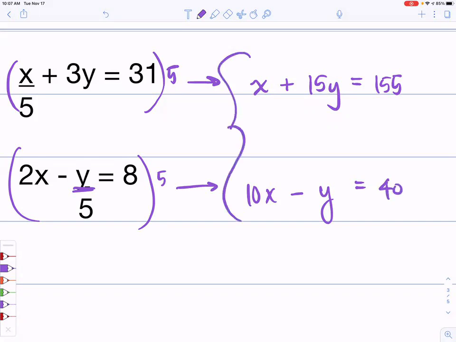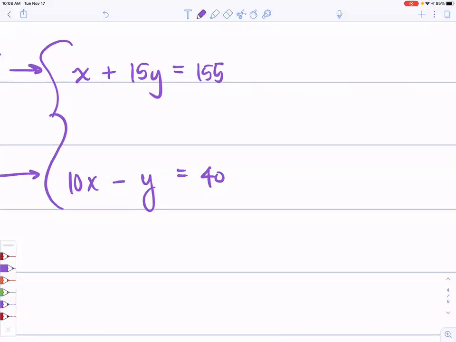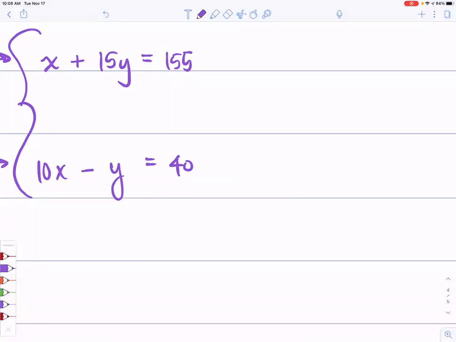And this is what I'm going to use for my system of equations. Since I'm given the choice on this one, it didn't say I had to use substitution or elimination. Since I'm given the choice, what would you guys choose? Substitution, and what would you do to start your substitution? Okay, so you're going to isolate the x in the first equation. I'm good with that. So we've got x is equal to 155 minus 15y.